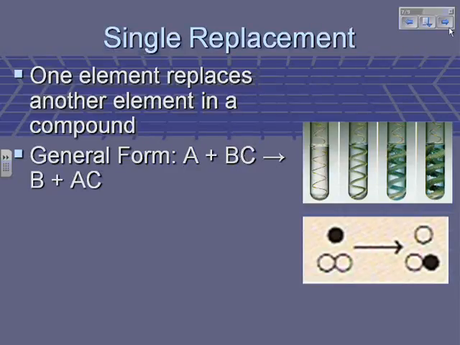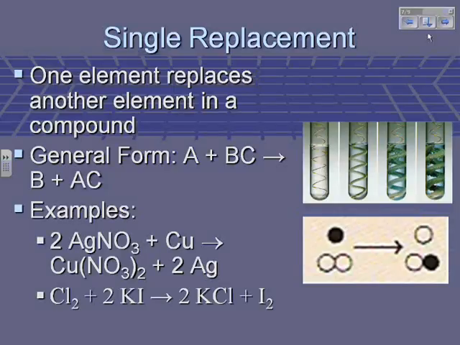Okay? But, more importantly, single replacement reaction is a real easy one to identify. It's always element plus compound gives you element plus compound. This picture here, this sequence of 4 test tubes, actually is representing this reaction that I have here. The clear solution is a solution of silver nitrate. This wire is a copper wire.